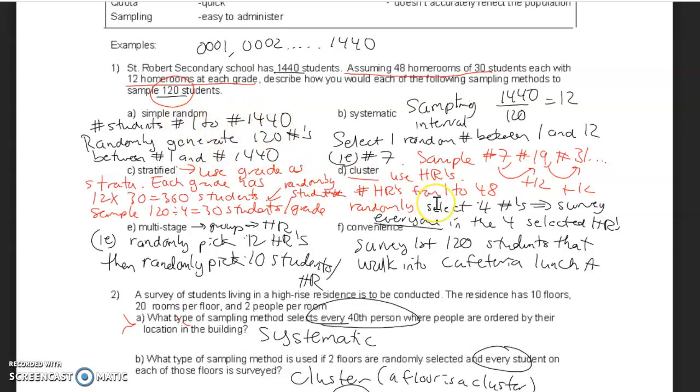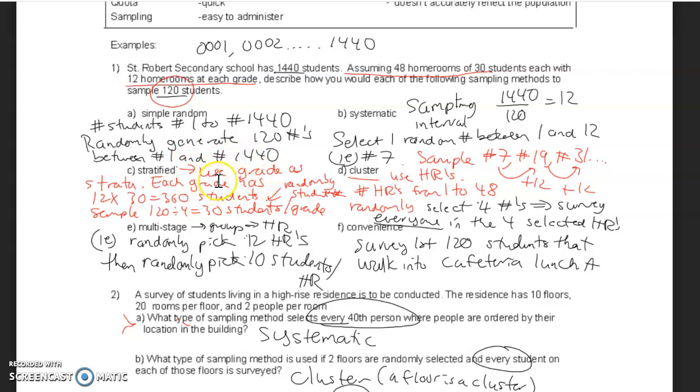Now for cluster, for variety, rather than using a grade as a cluster, we're going to use a homeroom as a cluster. Now remember, there are 48 homerooms. You would number them from 1 to 48. Now you would randomly select 4 homerooms, because remember, there's 30 kids in a homeroom. And you need 120 people in your sample, okay? So you'd randomly select 4 numbers between 1 and 48, which would give you the 4 homerooms. But then you would survey everyone in those selected homerooms. That's the difference between cluster and stratified.